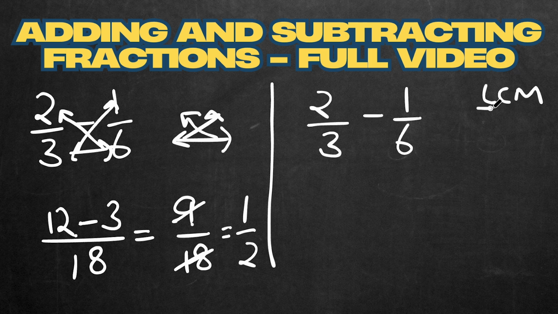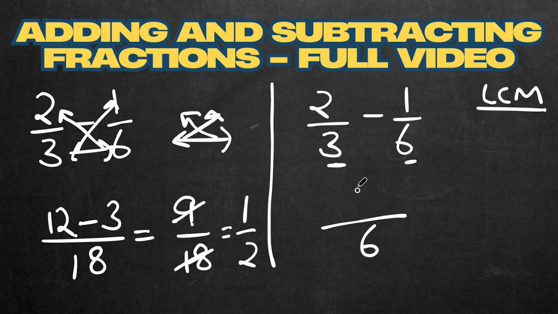The LCM method. What is an LCM? LCM is basically the lowest common multiple, which is the lowest common number that comes in both the tables of these denominators, so 3 and 6. So what is that smallest number that comes in the table of 3 and also in the table of 6? That number is 6, right? Because 3 times 2 is 6 and 6 times 1 is 6. So let's put this 6 here, right?